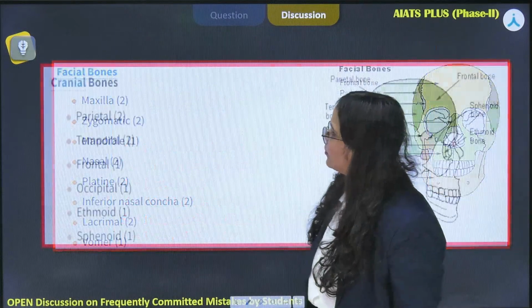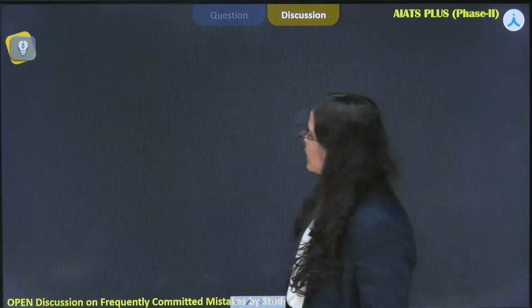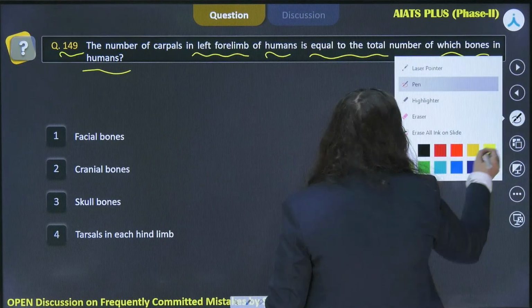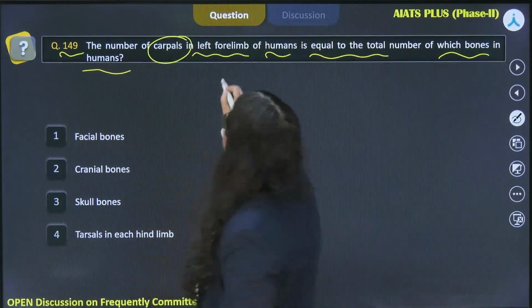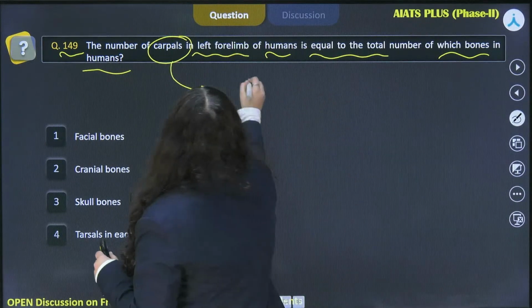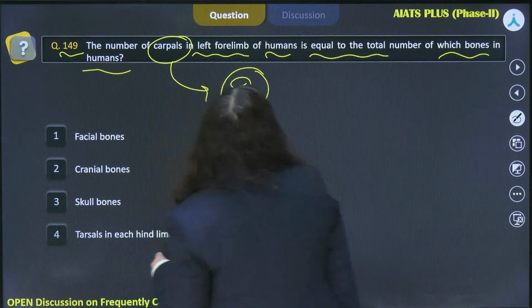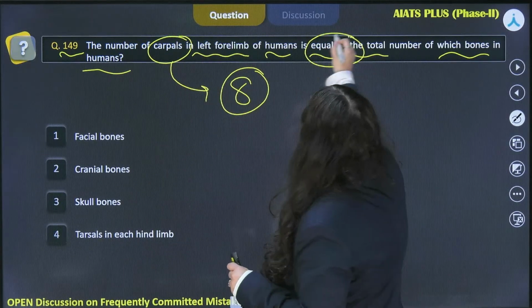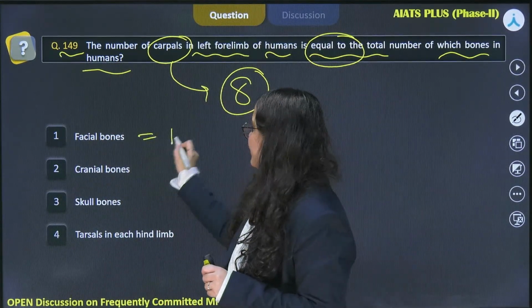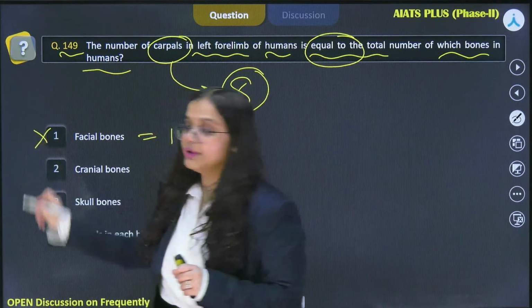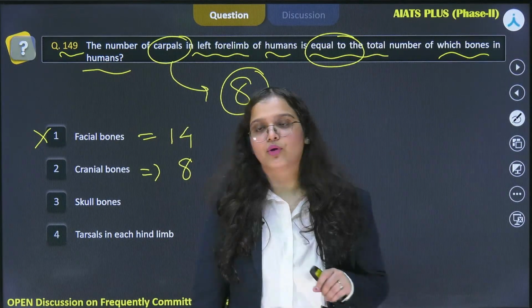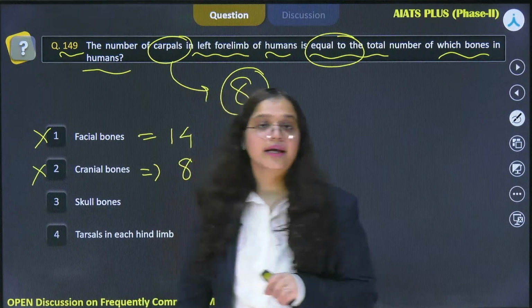and the number of bones which constitute those parts. Now coming back to our question, we were supposed to answer the number of metacarpals present in our left forelimb, which means we are just talking about one hand. We saw that we have 8 carpals or the wrist bone, and we need to find out which of the given bones it is equal to. We saw that we have 14 facial bones, therefore option 1 cannot be the right answer. And we also saw that we have 8 cranial bones, therefore option 2 again cannot be the right answer.